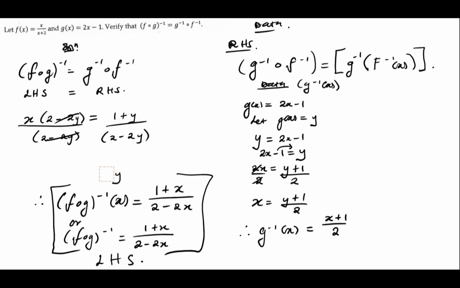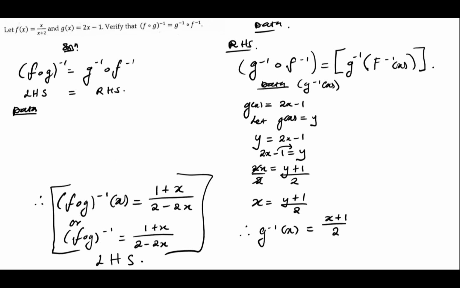So let me erase this portion because we already used it. I'll put this as my data for g inverse of x. It's by the side. So I found our g inverse of x to be this. So g inverse of x, or just the g inverse function. Remember, even if you write the g inverse function, you're speaking the same language. So this is x plus 1 over 2.